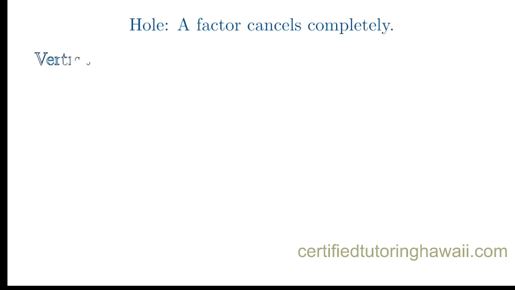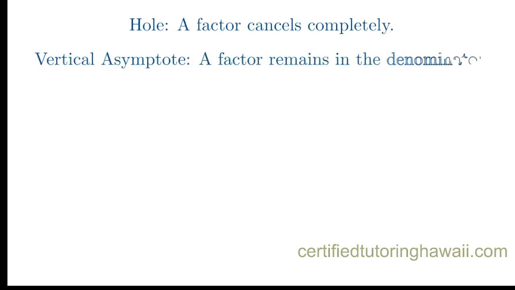We've seen that a hole occurs when a factor cancels completely. So, if a factor cancels out entirely, the graph has a hole. A vertical asymptote, however, occurs when a factor does not cancel out and remains in the denominator. A vertical asymptote occurs if a factor remains in the denominator after you've simplified the function as much as possible.